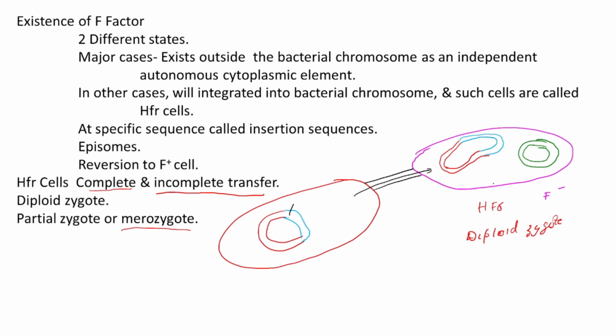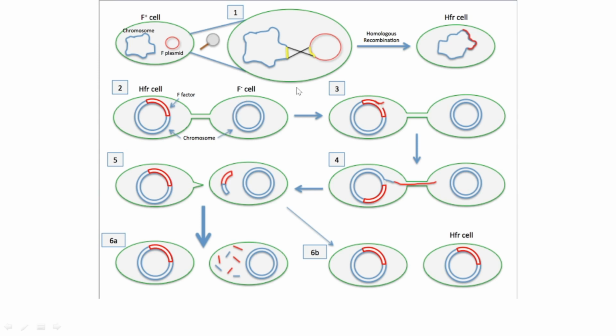And one more thing, if the transfer of the HFR genetic material doesn't occur completely, then that bacterial cell will not change to either an HFR or F plus strain. Instead, it stays as an F minus strain itself. Okay, clear? Next, I am going to show you the image of HFR genetic material transfer.